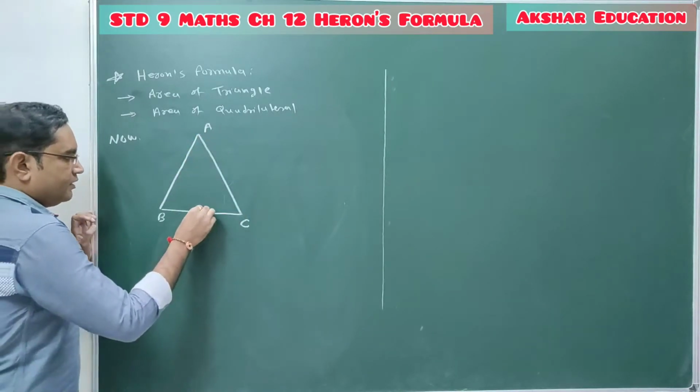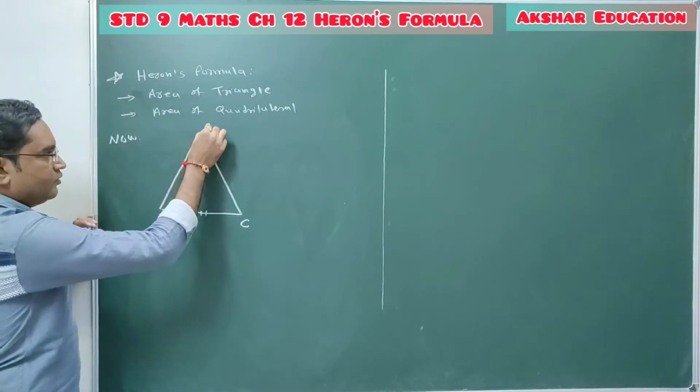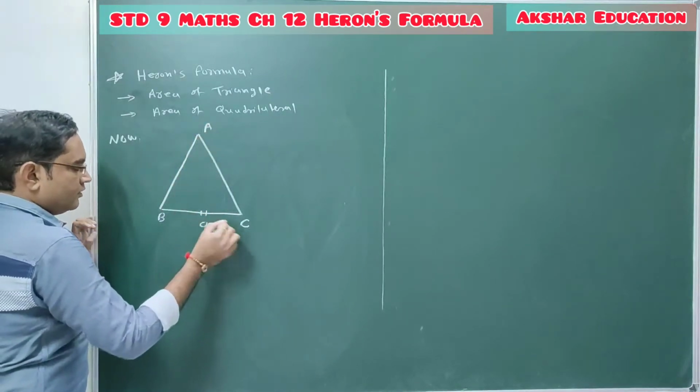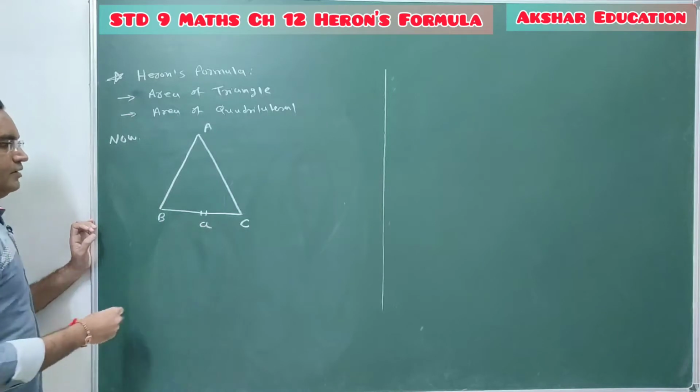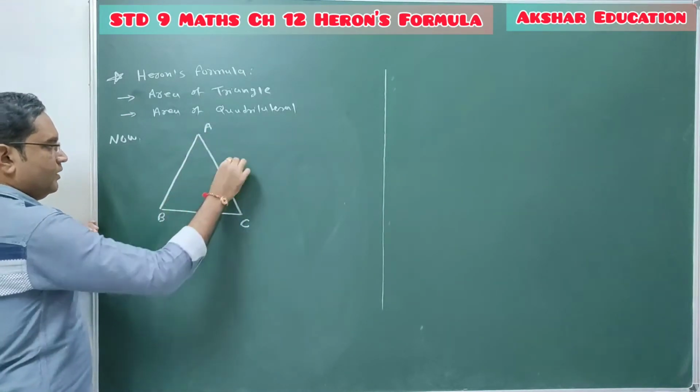Now we are denoting the BC side with a small letter which is used for angle A. So for angle A, the opposite side is BC. So let's say BC is small a. For the side AC, we are taking its measure as small b.